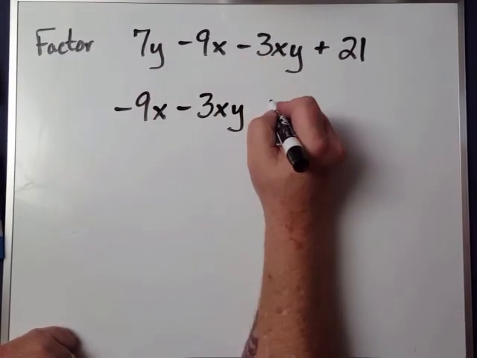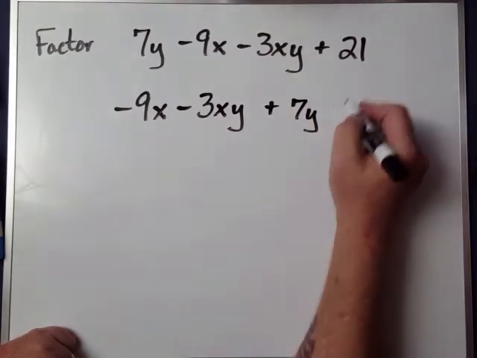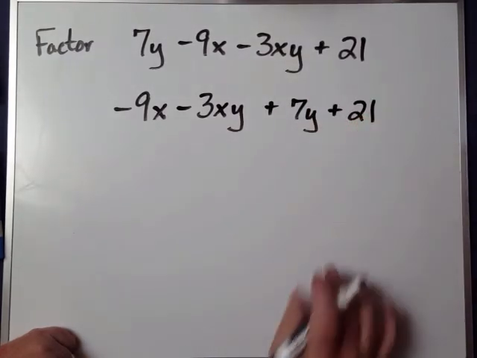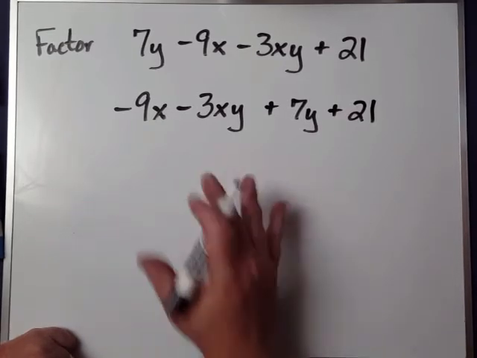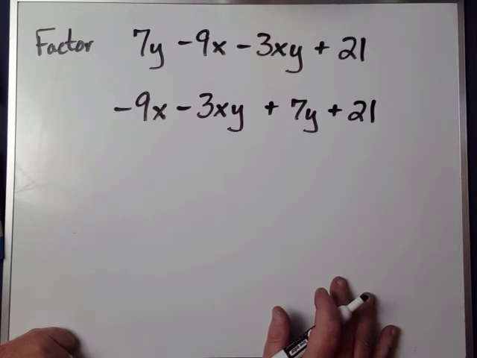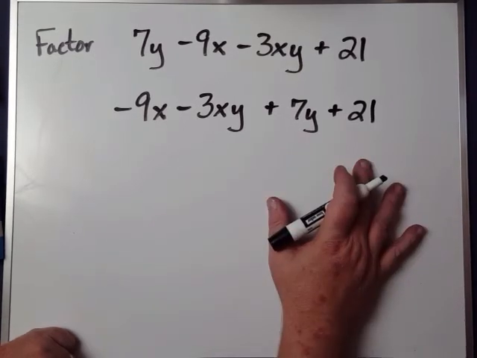And then that's going to give me a plus 7y and plus that 21. That's one possible arrangement. Now, to be honest with you, this is not the slickest arrangement. You get a feel for that the more of these that you do. But there are a couple other things I want to talk about as we look at this.